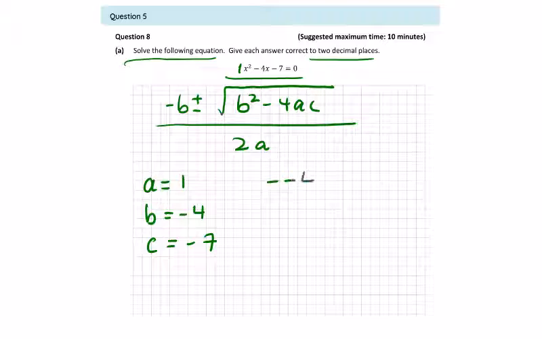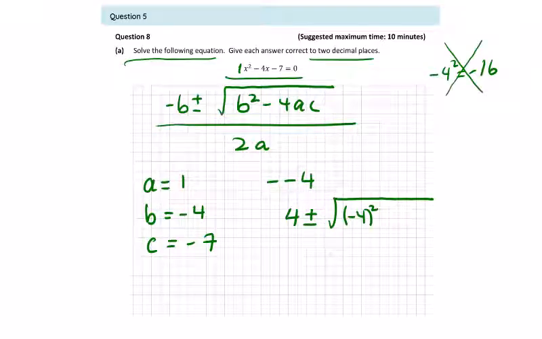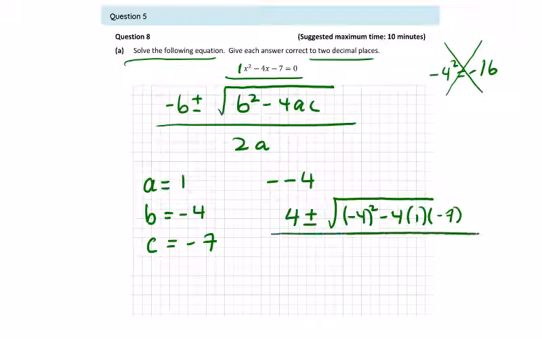So minus 4, I would prefer you to write as just 4, plus or minus, but we're going to just use plus and then change the calculator to minus. The square root of, I prefer to put in just 4 squared. If you put in minus 4 squared like this, the calculator reads it as minus 16, so be careful. Don't do this. And then minus 4 by a, which is not needed if it's 1, by c, which is minus 7, all divided by 2 times 1.